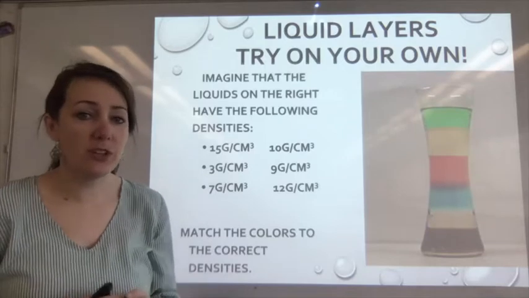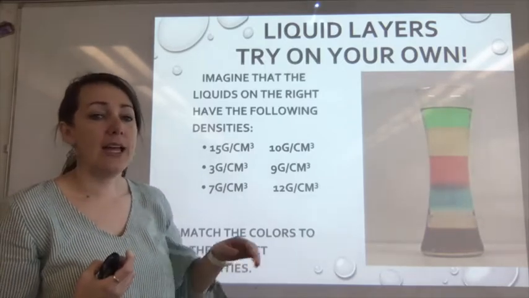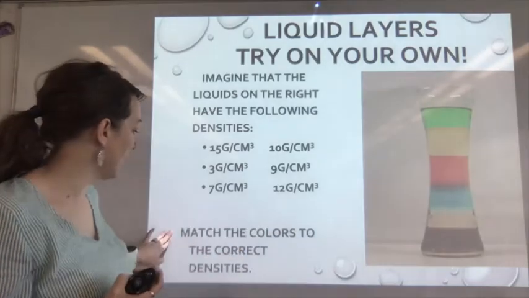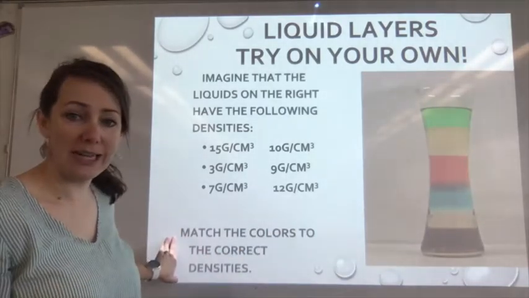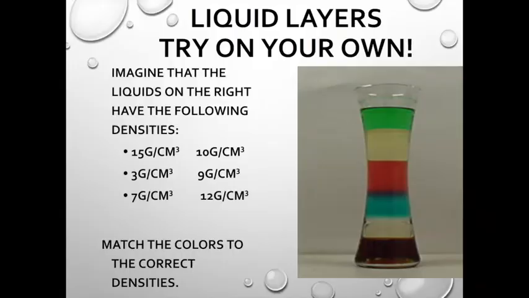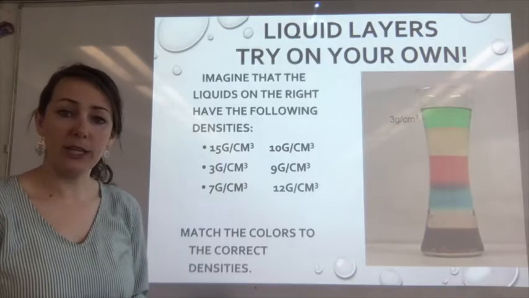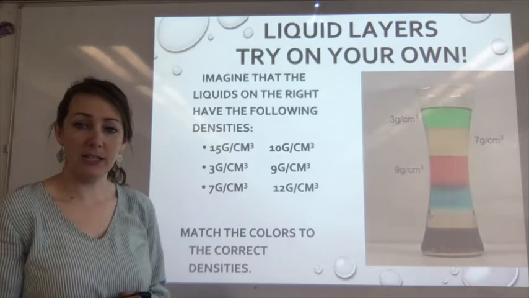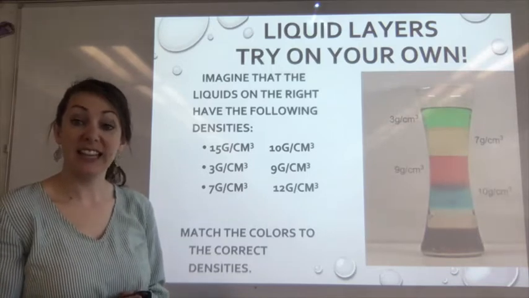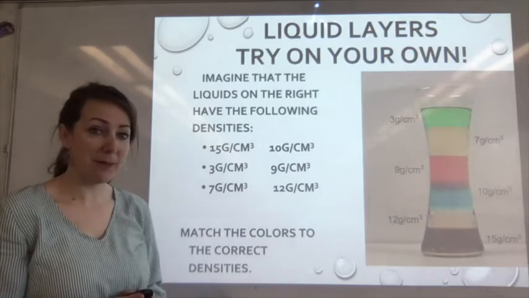So try the liquid layers on yourself. Imagine that the liquids on the right have the following densities. Go ahead and take a second to match the colors to the correct densities. Hit pause, give that a shot. So hopefully this is what you found. The green one is 3, 7, 9, 10, 12, and 15. Is that what you came up with?